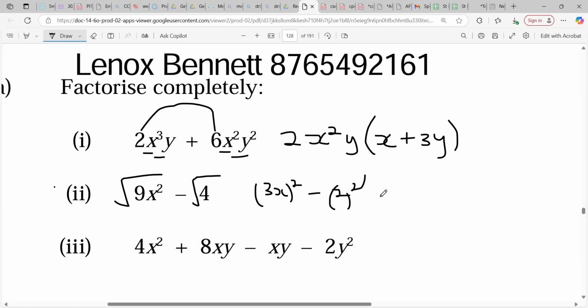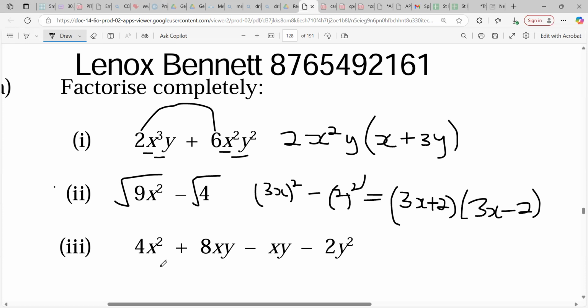So we can just say one should be plus, one minus. So it would be 3x plus 2 and 3x minus 2. That would give us our final answer. Of course, remember to put it in brackets. Sometimes students don't. If you don't put it in brackets, it's incorrect because remember, factorization. All right, so that's the difference of two squares.